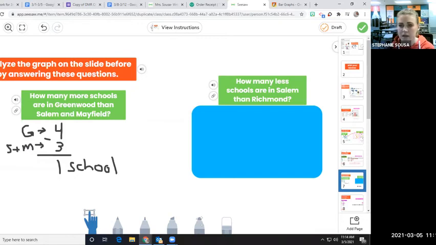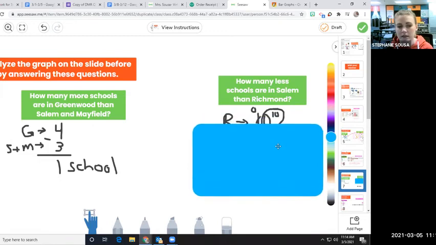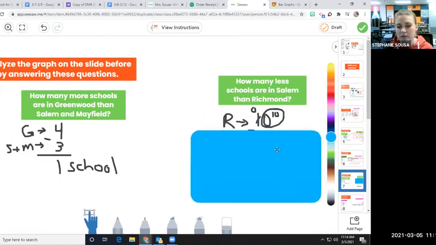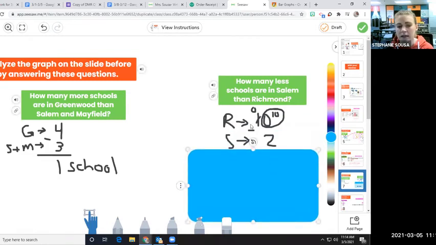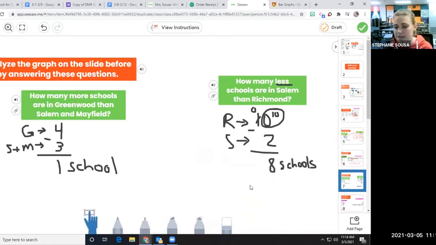Okay. Let's take a look at our next question. How many less schools are in Salem than Richmond? Salem and Richmond. Richmond has 10 schools. Salem has 2 schools. Even though Salem came first in our question, we know from less that we're going to be subtracting, so we have to put our greater number on top. Richmond subtract Salem is 10 subtract 2, and that gives us 8 schools. Okay, 8 schools. Any questions on those?